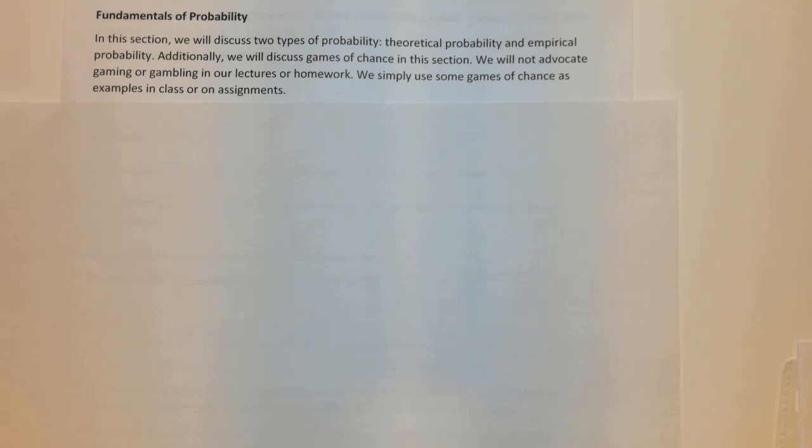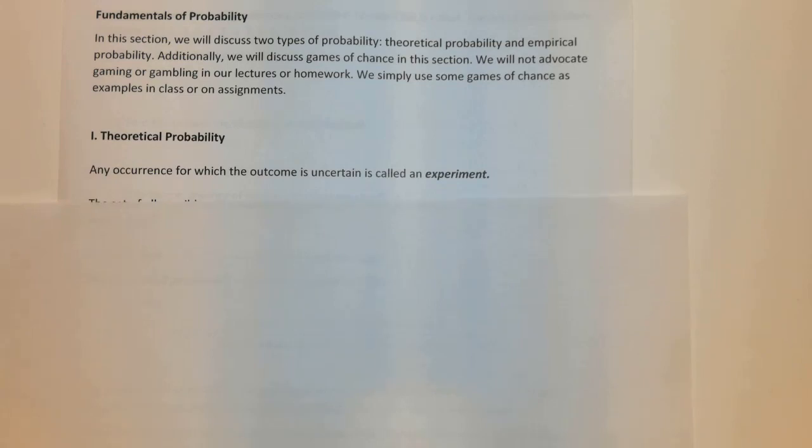Alright, so let's talk about probability. In this section we're going to talk about two types of probability, theoretical probability and empirical probability. We're also going to talk about games of chance, but it should be noted we're not going to teach you how to gamble or advocate for gaming. But what we found is games of chance have some good rich uses of probability.